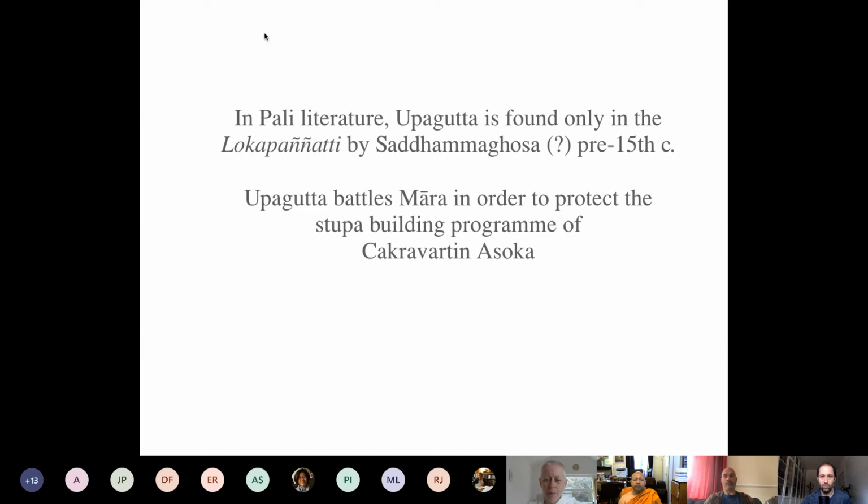So in this Lokapanyati, there's an episode where Upagupta battles Mara, and the purpose is to protect the stupa building program of Ashoka. Upagupta is a contemporary of Ashoka, and the story goes that when Ashoka is about to start building the thousands of stupas in his kingdom, the Sangha is afraid that Mara will intervene and ruin the project. So the Sangha try to find some suitable person to fight Mara and thus save Ashoka's project. After some search, they come to know that there is a very powerful monk who is meditating at the bottom of the ocean.